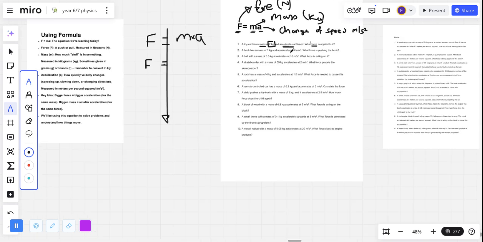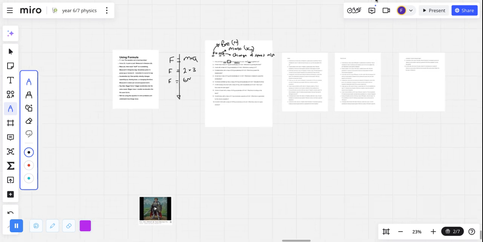F equals m, my mass, which is 2 kilograms. I substitute, change the m to a 2, times acceleration. Acceleration was 3 meters per second squared. I'm happy. 2 times 3. So my force equals 6 newtons. All right. Now, attempt it, lay it out properly. That is your task.